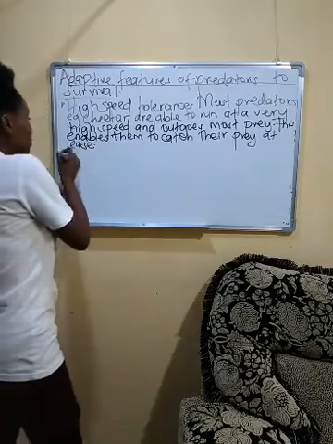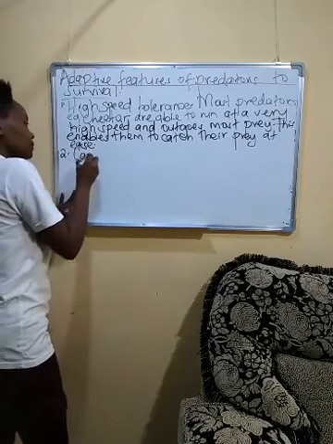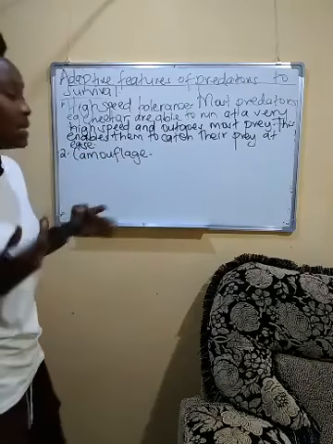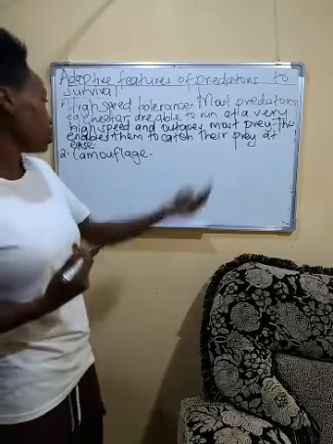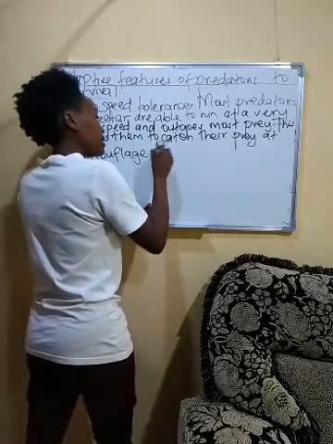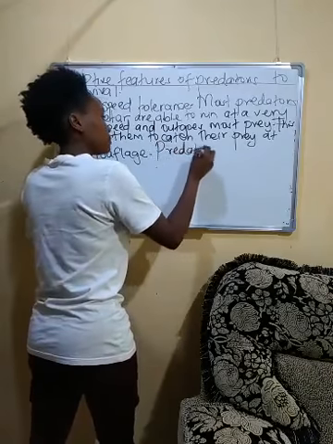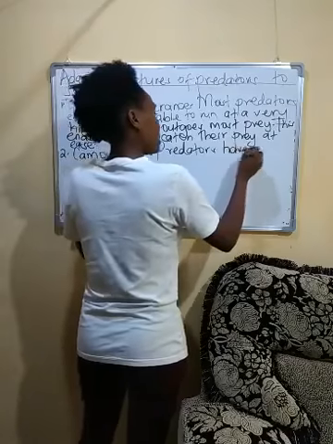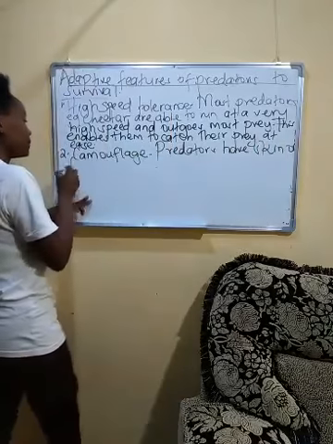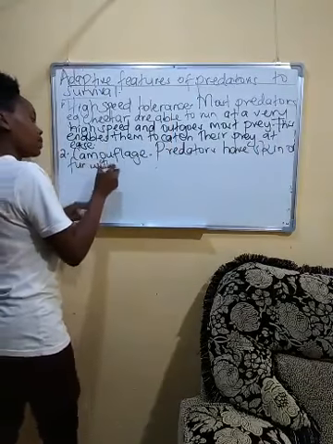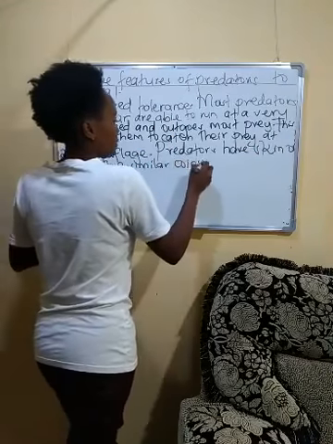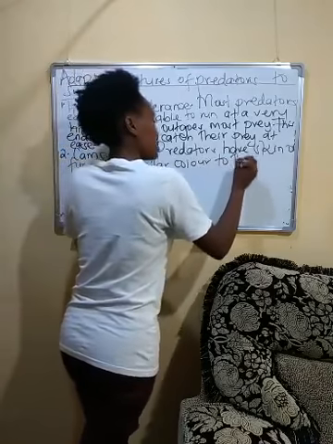And then number two, we can go to camouflage. Just the way we saw in prey, in this case the predators have skin or fur with a similar color to that of the surrounding environment.